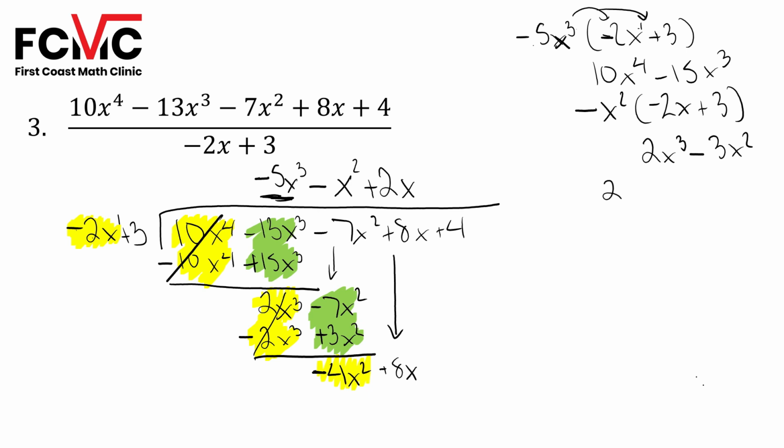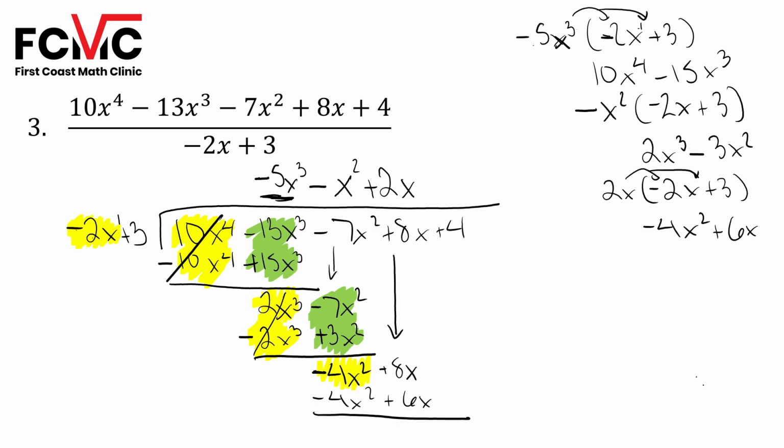So again, let's do this multiplication up here. So 2x times negative 2x plus 3. When we distribute the 2x, we're going to get negative 4x squared plus 6x. And now to subtract, we're going to flip the signs. So this negative 4x squared becomes positive. This plus 6x becomes negative. Negative 4x squared plus 4x squared cancels out. 8x minus 6x leaves us with 2x. Now we can bring down the last term, the plus 4.